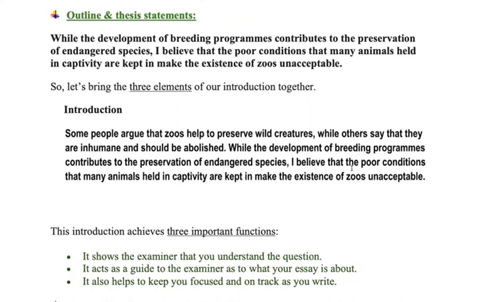And then he says, while the development of breeding programs... So he says, I truly believe in the contribution of the preservation of endangered species. But what I can see is that these animals in zoos are kept in poor conditions, especially in small captivity cages.